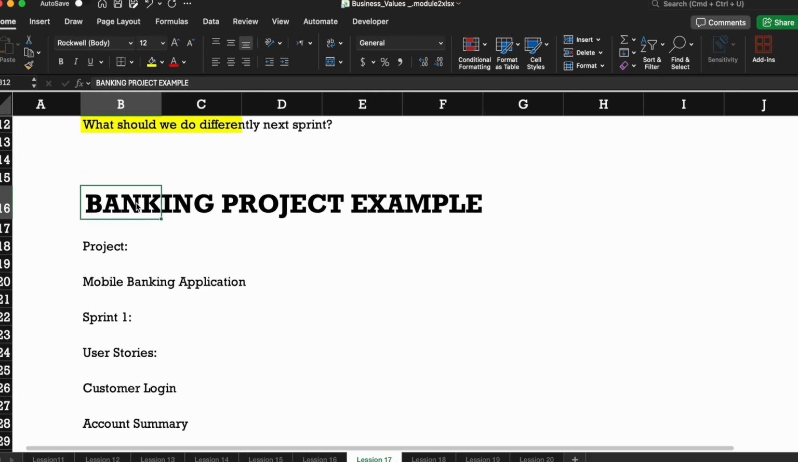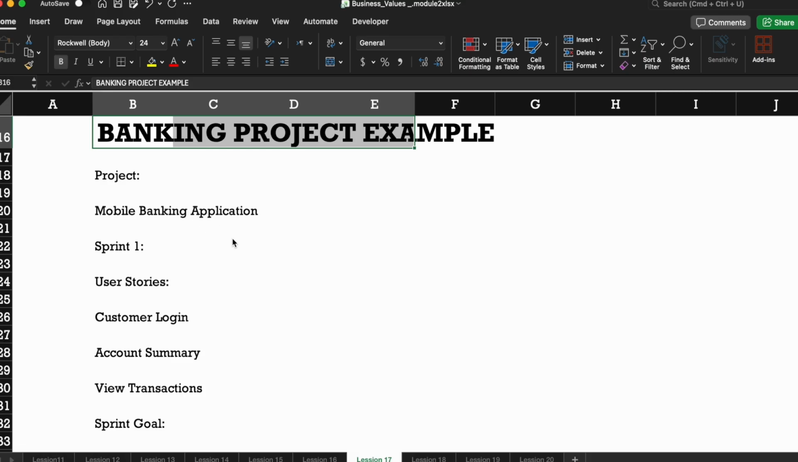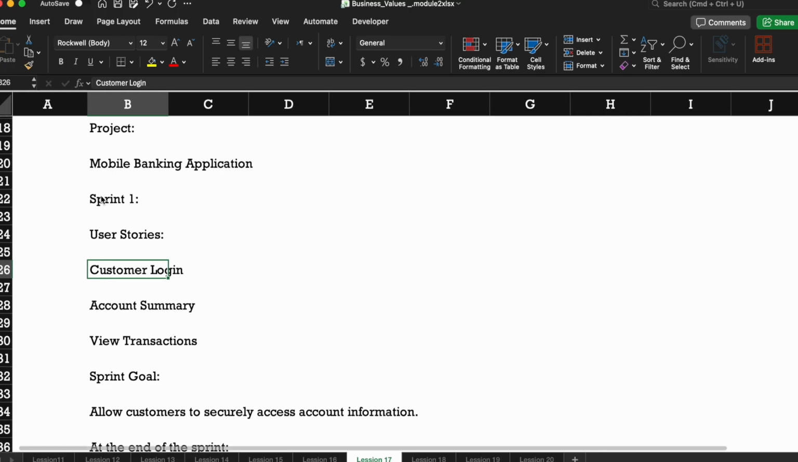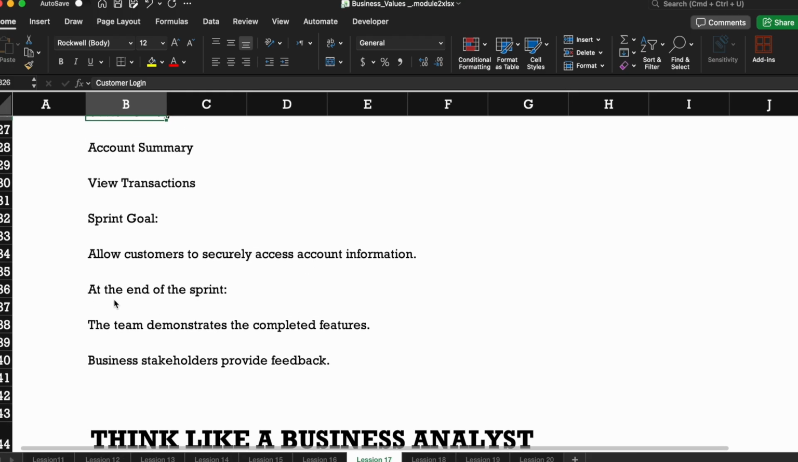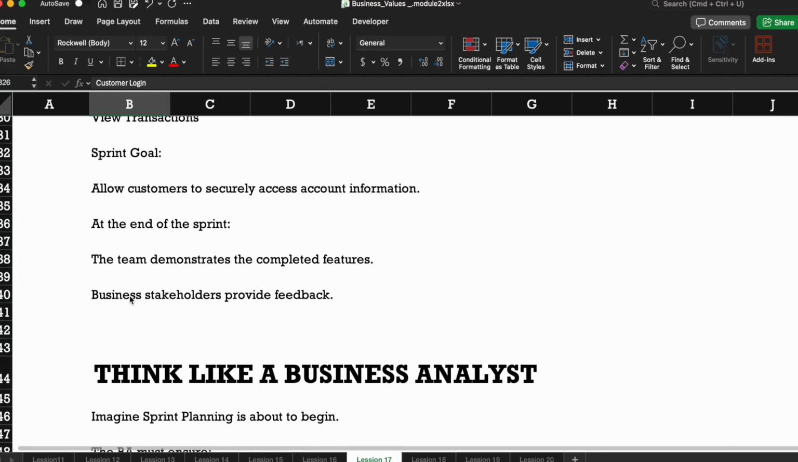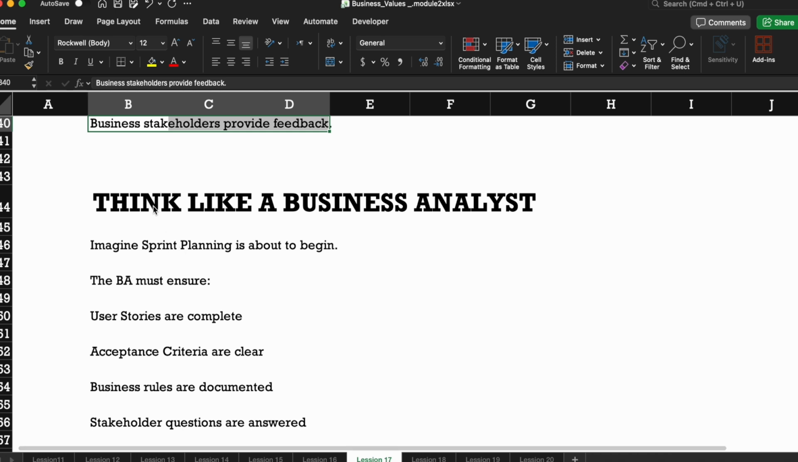Okay, so let's take one example, a banking project example. Project: mobile banking application. User stories: customer login, account summary, view transaction. This is Sprint 1 we are going to talk about. Sprint goal: allow customers to securely access account information. At the end of this sprint the team demonstrates the completed features, and business stakeholders provide feedback. So in this exercise, think like a business analyst.